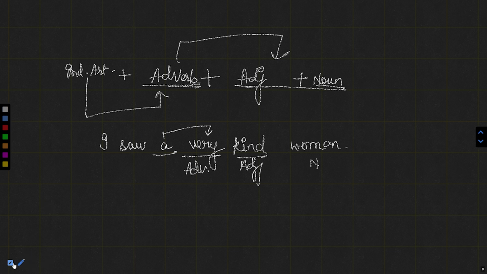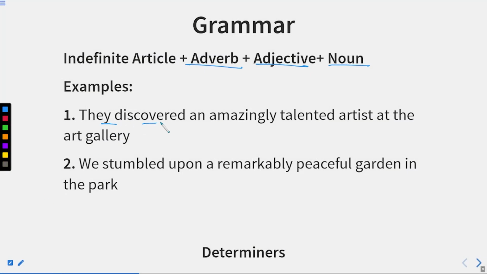They discovered an amazingly talented artist. Now artist is a noun, talented is adjective, amazingly is adverb, and an is indefinite article, which we are using before amazingly, and it is used according to amazingly, but noun is most important over here. If I say they discovered an amazingly talented, the sentence will be incorrect or incomplete.